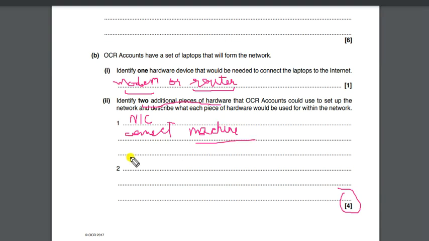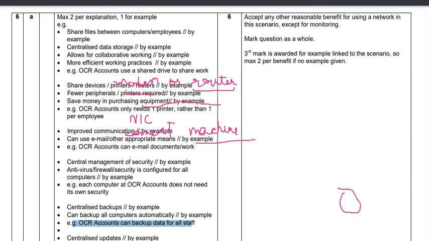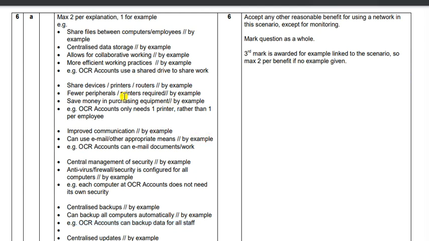Then you can have a Wi-Fi access point. A Wi-Fi access point will help you to connect your device to a Wi-Fi network. So let us look at the answer key, what all options they have given us.